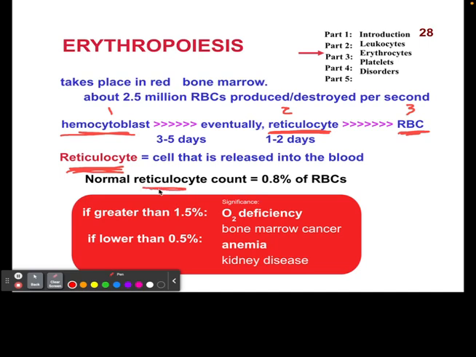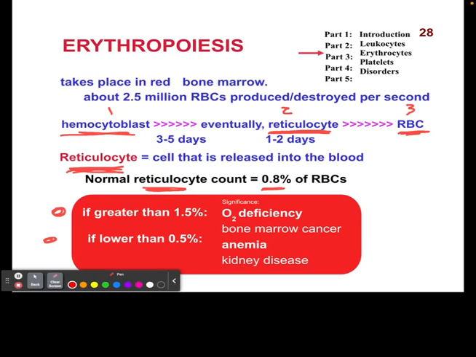Normally, these reticulocytes only account for a very, very small percentage of red blood cells, about less than 1%. If we do see more than that, right, this is an indicator that we may have an oxygen deficiency, such as bone marrow cancer. And if we have less than that, this is something you might see in anemic people who have kidney diseases, just for examples.